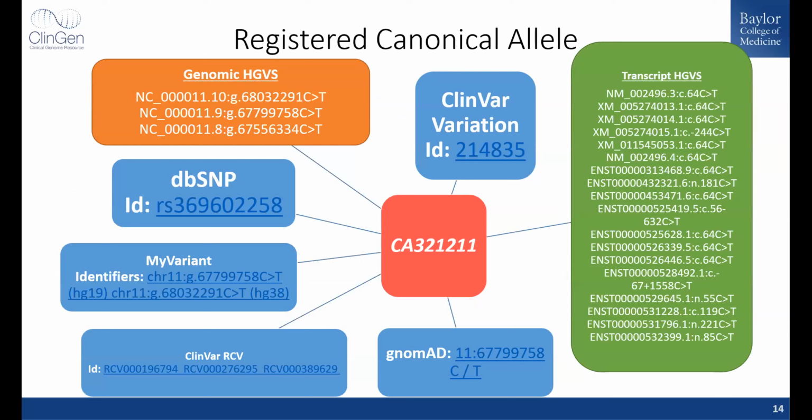Okay. So here's an example of a canonical identifier. For those familiar or not familiar with this, you can see in orange here a genomic HGVS for the three builds: GRCh38, GRCh37, and NCBI36. We also have the ClinVar variation ID, the dbSNP ID, and MyVariant identifiers for hg19 and hg38. We also have these ClinVar records, the gnomAD identifiers, and you'll see a lot of transcript HGVSs for this particular canonical allele. Some of these changes are in the same location, some in a different location, depending on the transcript, whether it be NCBI or Ensembl. And you see that they all have the same effect of the C to T.